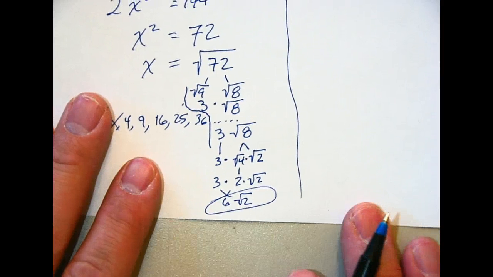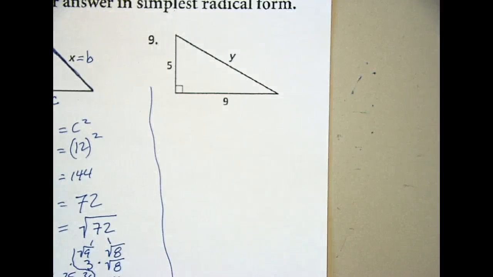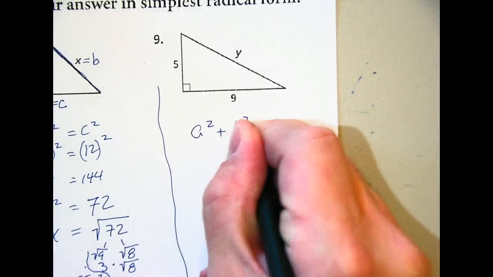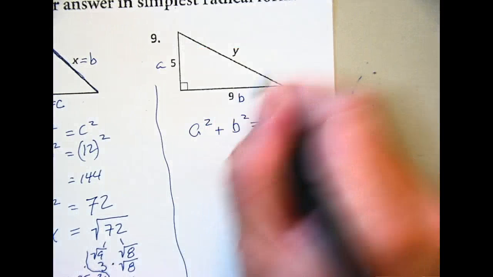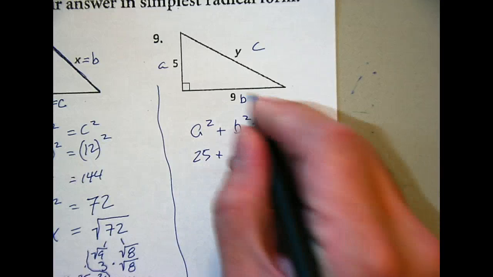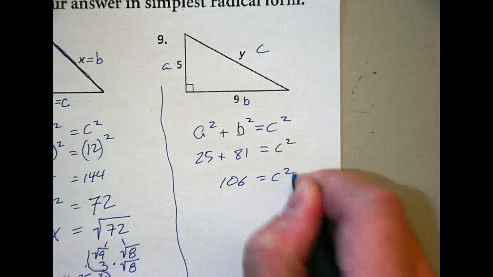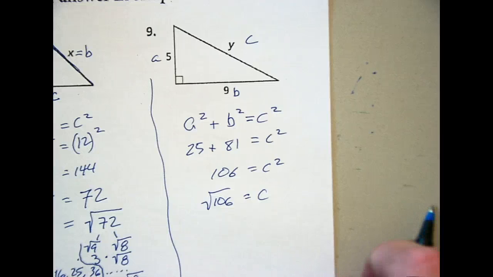All right, let's try number 9. You got root 106. Anyone else get root 106? So we got our A, we got our B, we got our C. 25 plus 81 equals C squared. 106 equals C squared. And C equals root 106. Well done. Can that be simplified? No? 4 doesn't go into it?